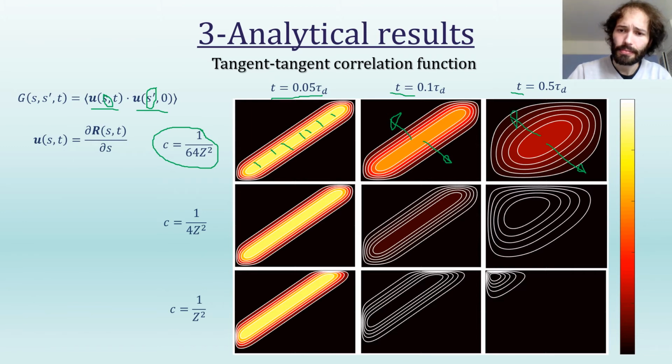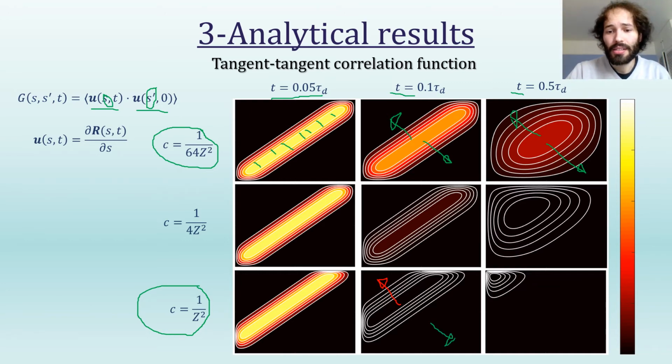Alright. However, when the drift is the main relaxation mechanism, when the drift governs the dynamics, we can see that this correlation is pulled in the opposite direction of the drift. And this is reasonable since these are the last parts that leave the original tube.